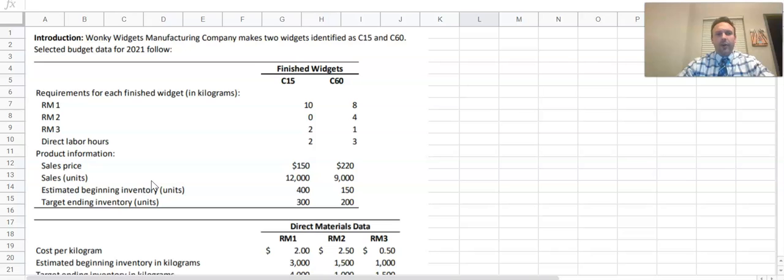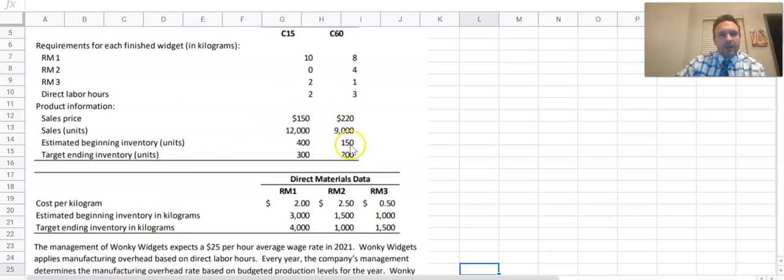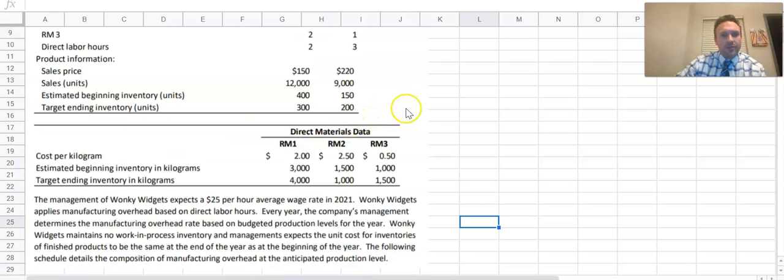We were provided the following information. Wonky Widgets Manufacturing Company makes two widgets identified as C15 and C60. Selected budget data for 2021 was provided. We were provided information regarding the finished widgets, including the required material for each widget, direct labor hours, additional product information, direct material data.